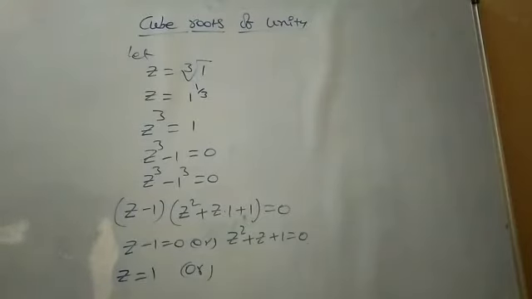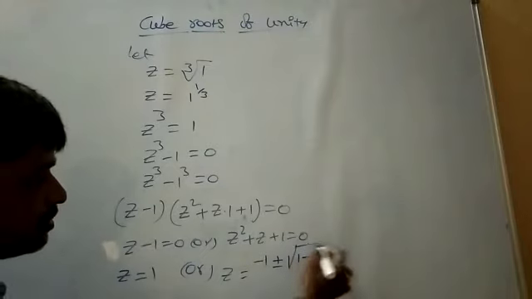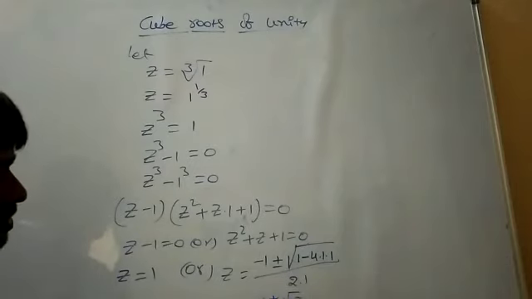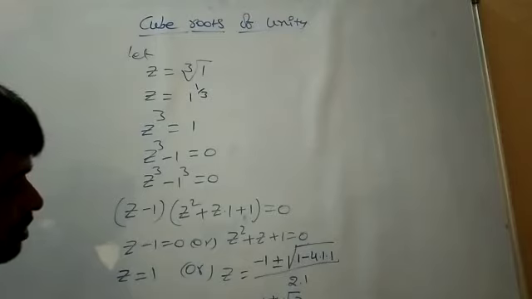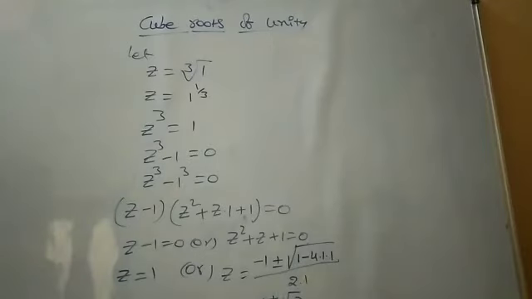Now, what is the formula to find the roots? Minus b plus or minus under root b square minus 4ac by 2a. Okay, now apply that formula. Here b is equal to 1. Now z is equal to minus 1 plus or minus root minus 3 by 2. Now we can write root minus 3 as root 3 into i. Okay. Now we got two roots that are complex.